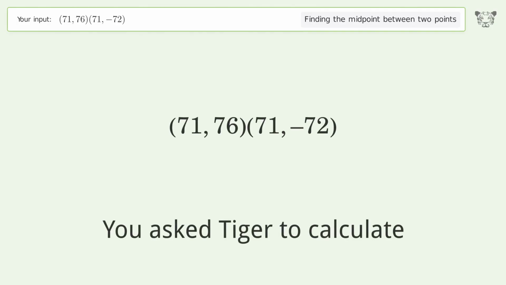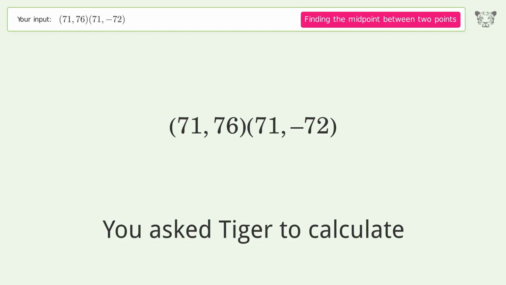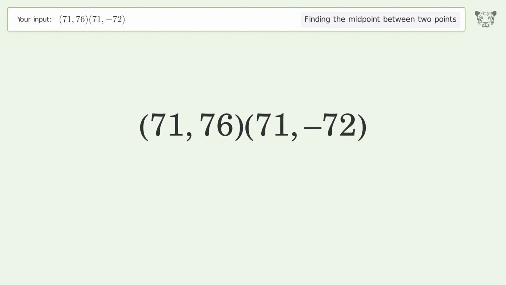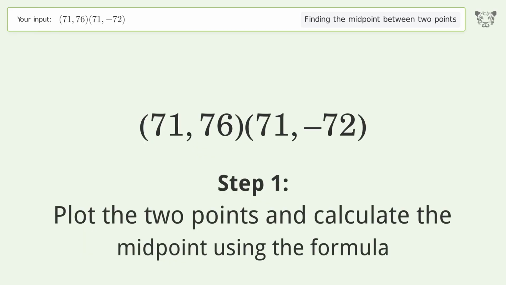You ask Tiger to calculate. This deals with finding the midpoint between 2 points. The midpoint between the 2 points is 71,2. Let's solve it step by step. Plot the 2 points and calculate the midpoint using the formula.